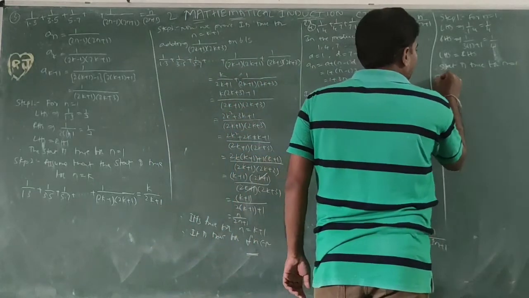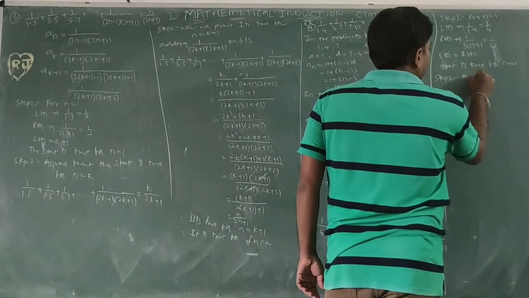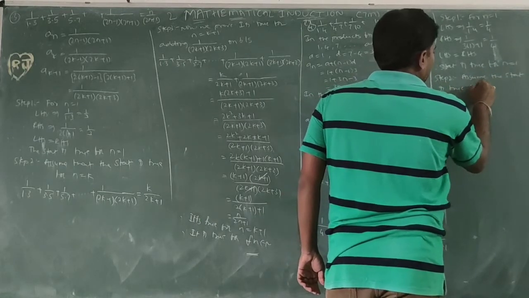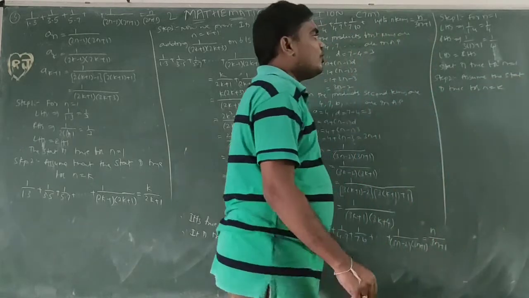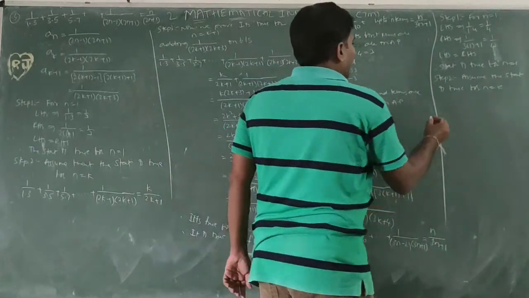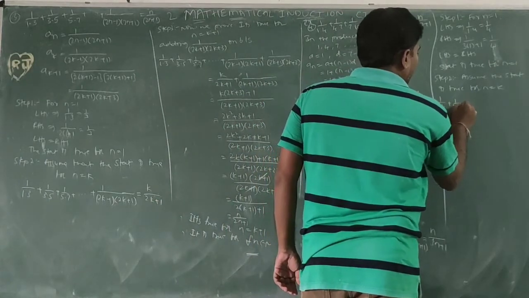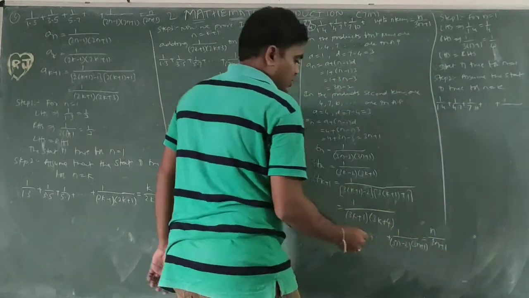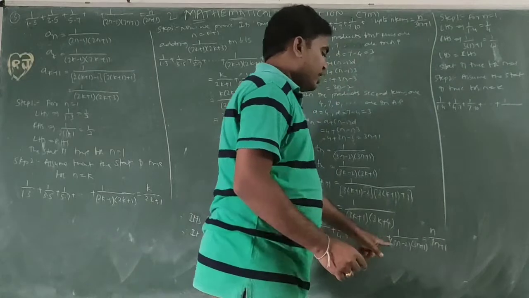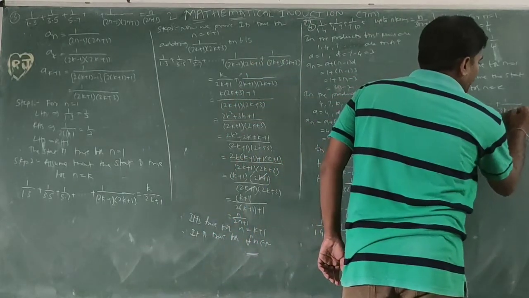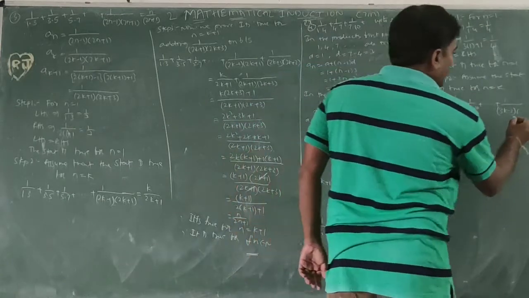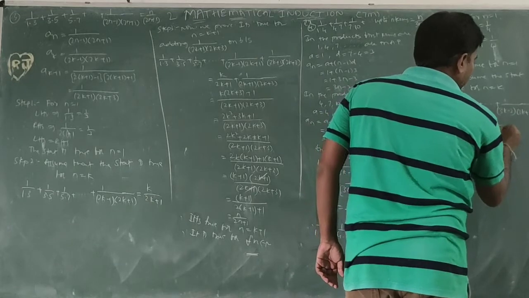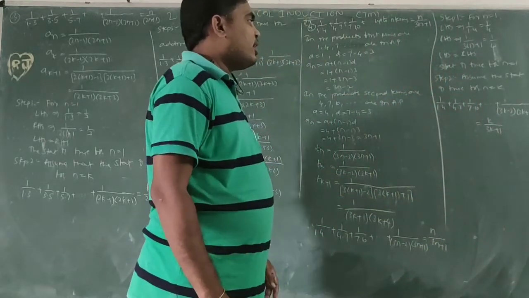Step 2: Assume that the statement is true for n equal to k. So 1 by 1 into 4 plus 1 by 4 into 7 plus 1 by 7 into 10 plus and so on, plus 1 by (3k minus 2) of (3k plus 1) equals k by 3k plus 1. Instead of n we write k. Step 3.